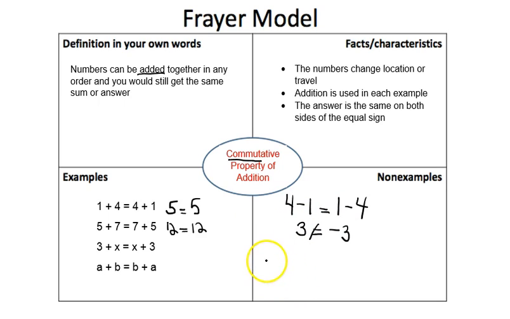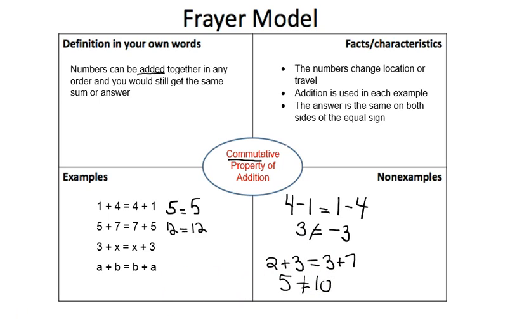Another non-example would be 2 plus 3 equals 3 plus 7. Yes, the 3 did change location. It started as the second term, and on this side it's the first term. However, we don't have the same constants on both sides of the equal sign. Over here we have a 2, and on the right-hand side we have a 7. And another reason it would be a non-example is that 5 does not equal 10. And remember, it has to be the same answer on both sides of the equal sign.